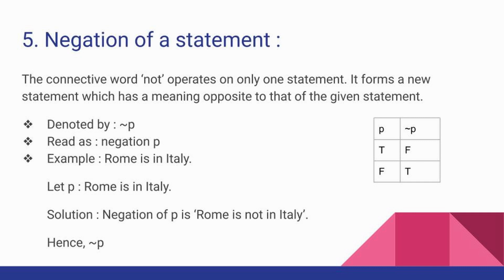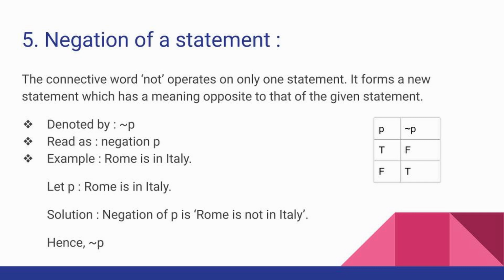And the last logical connective is negation of a statement. The connective word "not" operates on only one statement. It forms a new statement which has a meaning opposite to that of the given statement. In all other four logical connectives, we used two statements, but here we will be using only one statement. When negation is applied, the meaning of the statement becomes opposite to that of the given statement. It is denoted by ~P and read as negation P.